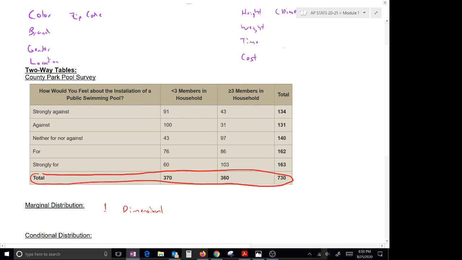All right. So that's a marginal distribution. Looking at this breakdown, 370 and 360, we almost got half and half within our survey. We could also look at another marginal distribution over here. Of the total people, this tells us how many voted strongly against or against, neither for nor against, or for or strongly for. So it's the breakdown of the total answers. And that's a marginal distribution.